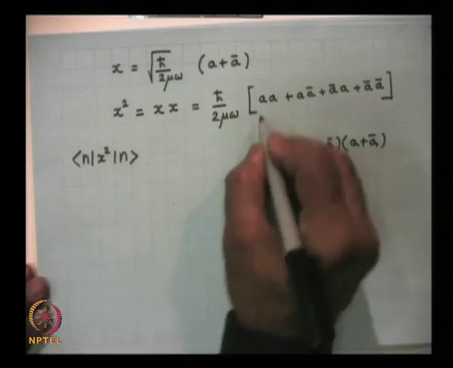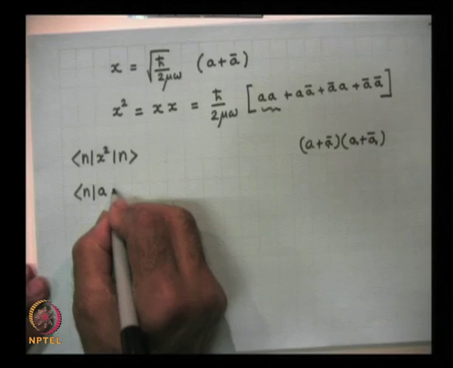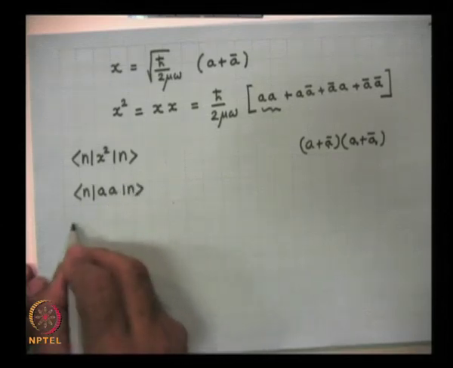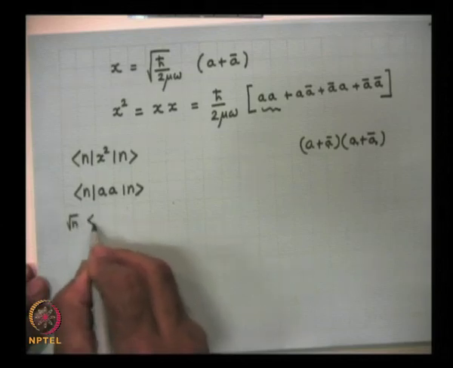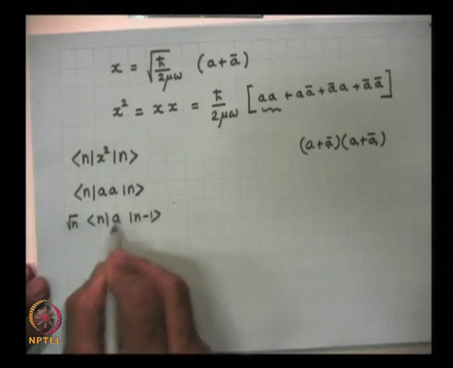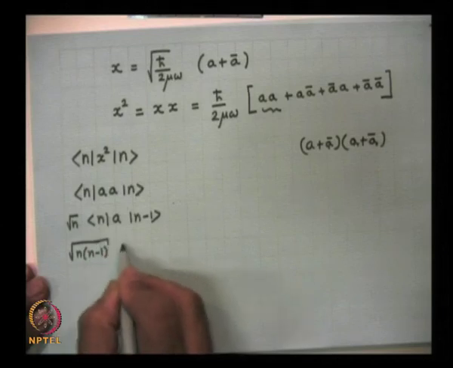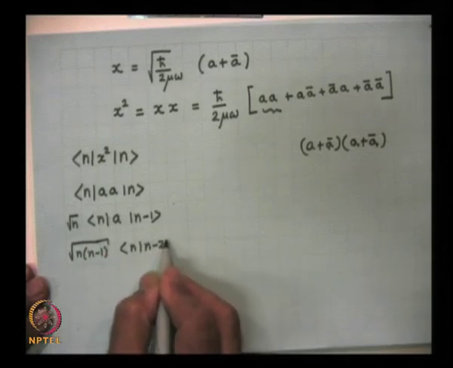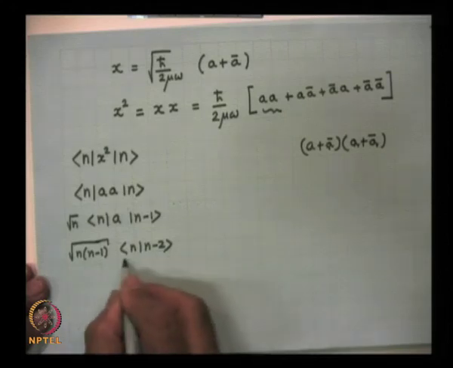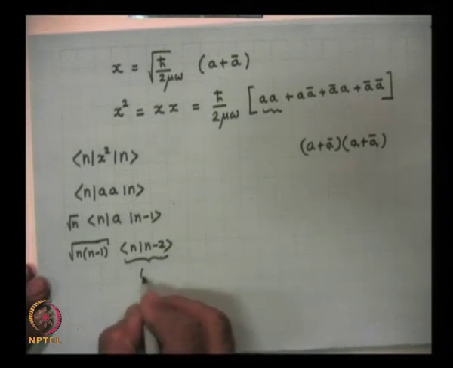Now, the first term will be bra n a a ket n, you can do it. So, a operating on ket n will give square root of n, ket n minus 1, and a on that will give square root of n minus 1. So, square root of n into n minus 1, bra n ket n minus 2. So, this will be 0, because these are eigenkets belonging to different eigenvalues. So, the scalar product is 0.